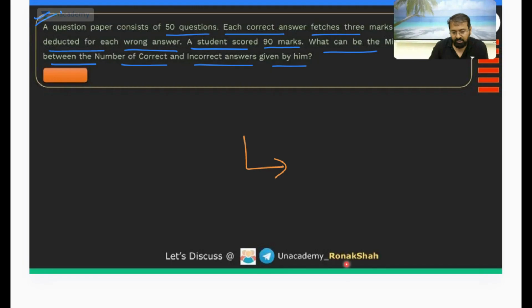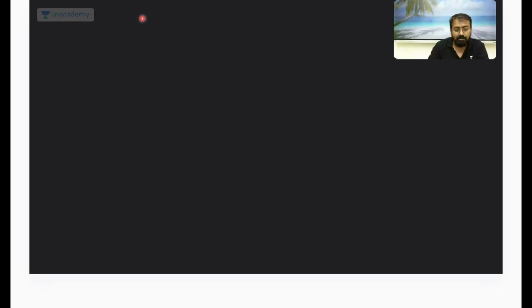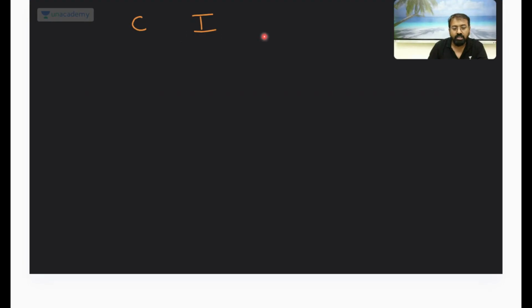So guys, for this question, we'll first of all identify how a student can get 90 marks. Correct, incorrect. Is it mentioned that the student attempted all the questions? No. So it's not compulsory that the student has to attempt all the questions. He can leave certain questions unattempted. Ultimately, his score should come out to be 90 marks. So guys, with minimum how many attempts can I get 90 marks?